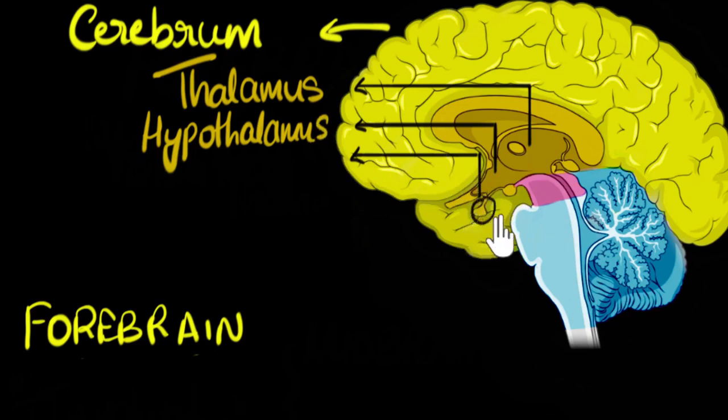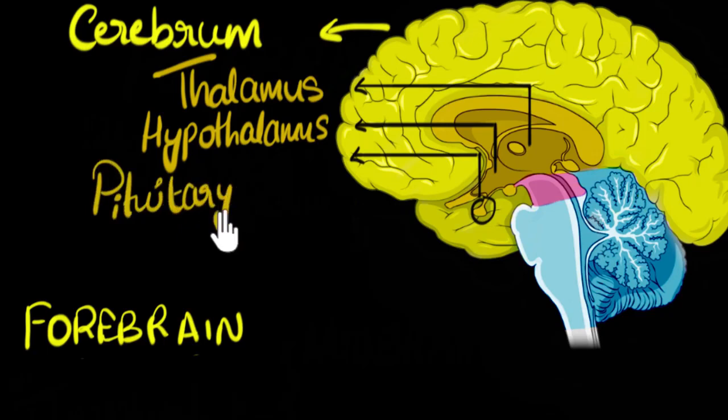And this last part, which we will be interested in, this small thing that you can see over here, that is called the pituitary gland. Right, this part over here, okay? So these are the four parts of our forebrain. These are the only parts that we'll concentrate on.